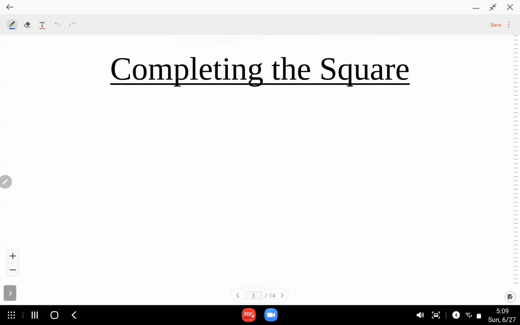We are completing the square. So let's start with a very easy one. All right, so how are we going to do this? X squared minus 5 equals 0. So how are we going to do this? This is a pretty easy problem. Please put it in the chat.